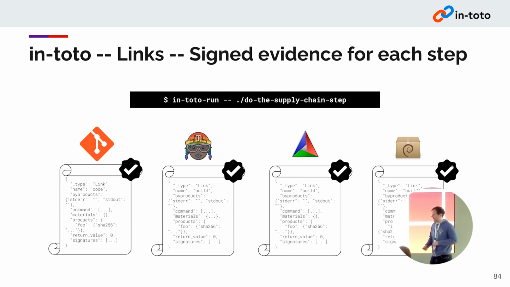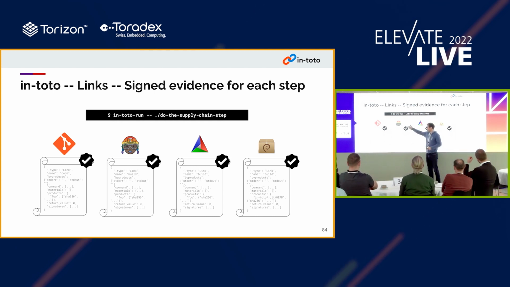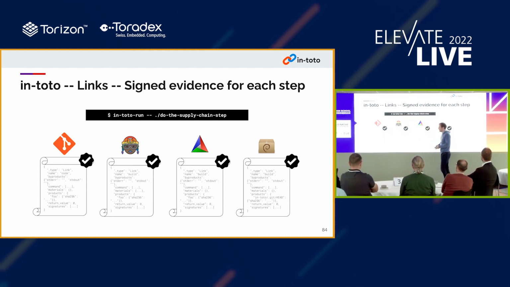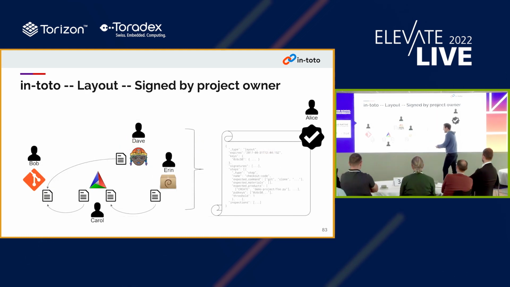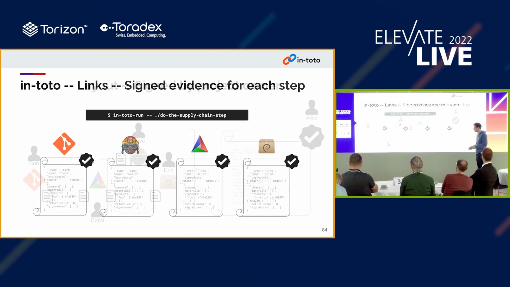All right, and then as you actually do the steps, you do something very simple. When you go to do your testing step here, you just do your normal command, only you preface it with a little prefix that looks something like in-toto-run. And this will automatically generate a signed piece of information that contains what went in, what came out, and a signature from this party that says exactly what's happening in the system.